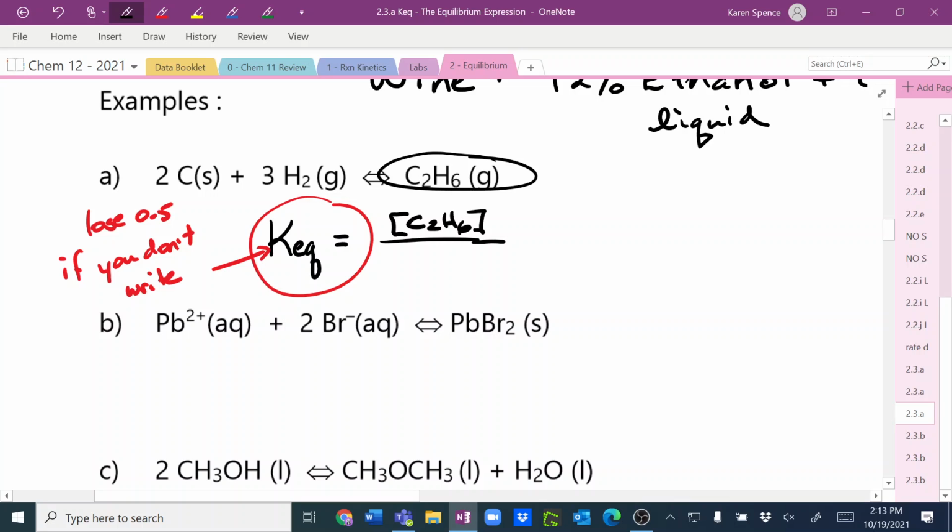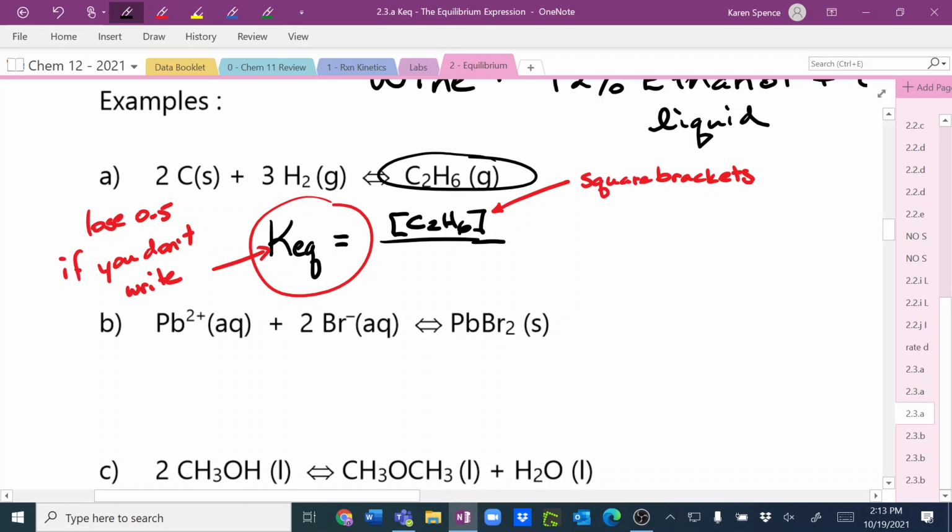These ones have to be what kind of brackets? Square, because it's concentration. If you write round brackets, it's wrong. Well, that would be a half a mark. Okay, square brackets. Otherwise, you're not telling me what quantity. Here, this means moles per liter.